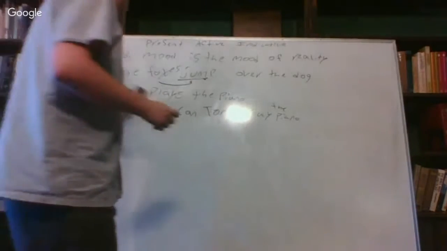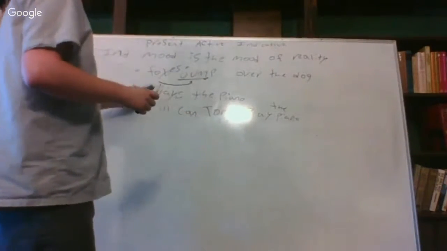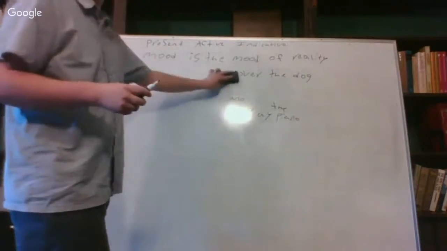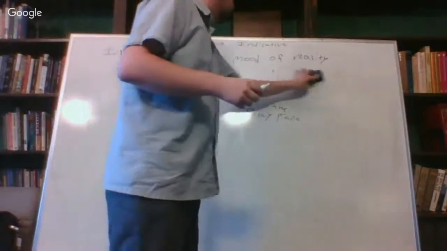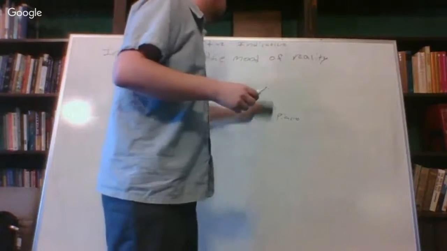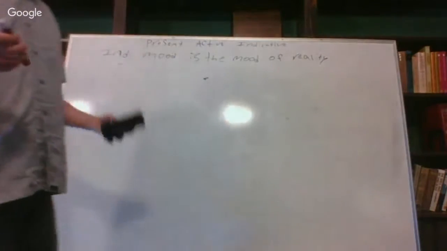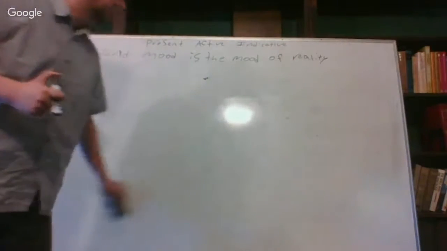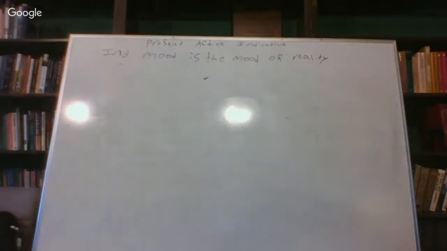The indicative mood in both the English and in Greek are very versatile, and they're the most common mood that you'll find. Unfortunately, we're not going to be talking about the subjunctive mood or the optative mood or the infinitive or the participle mood. That is typically second semester Greek that you'll be doing that.